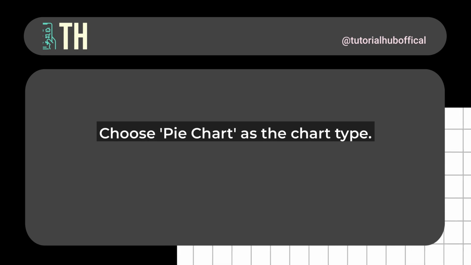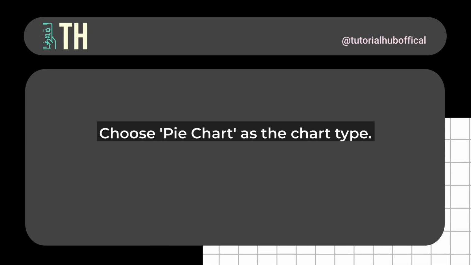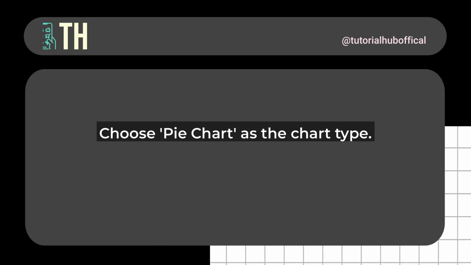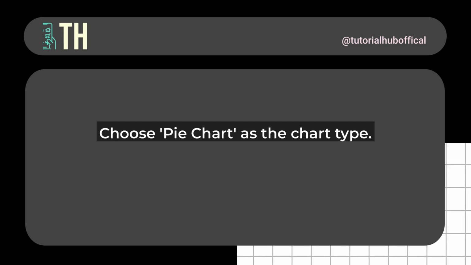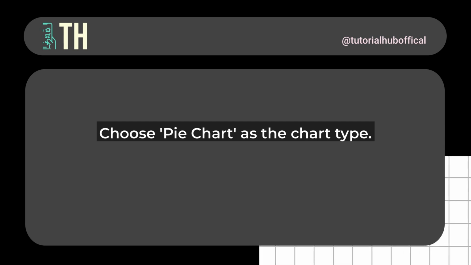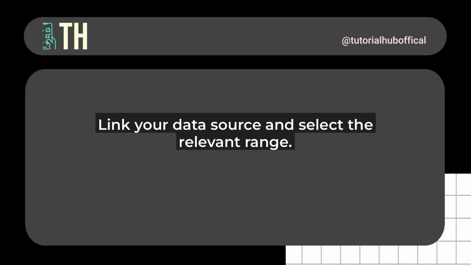You'll need to select your data source next. This could be a sheet you've already created, so go ahead and link it by clicking on the data range you want to use. For example, if you're visualizing sales data, pick columns like categories and values. Smartsheet will automatically generate a basic pie chart, but let's customize it to make it your own.